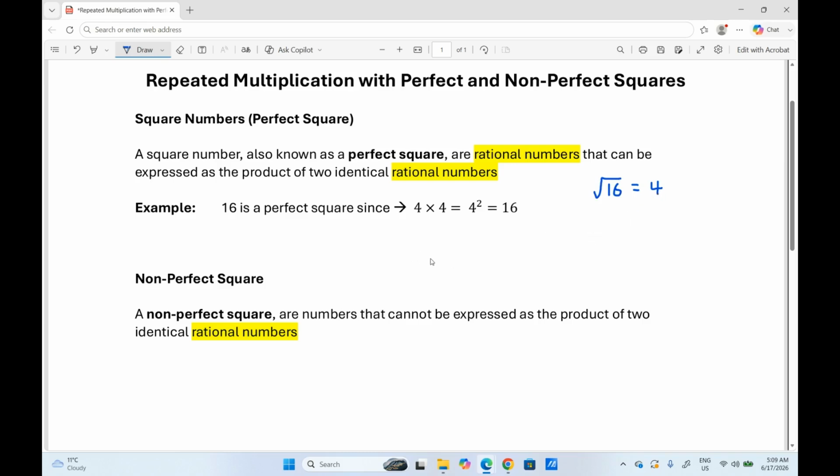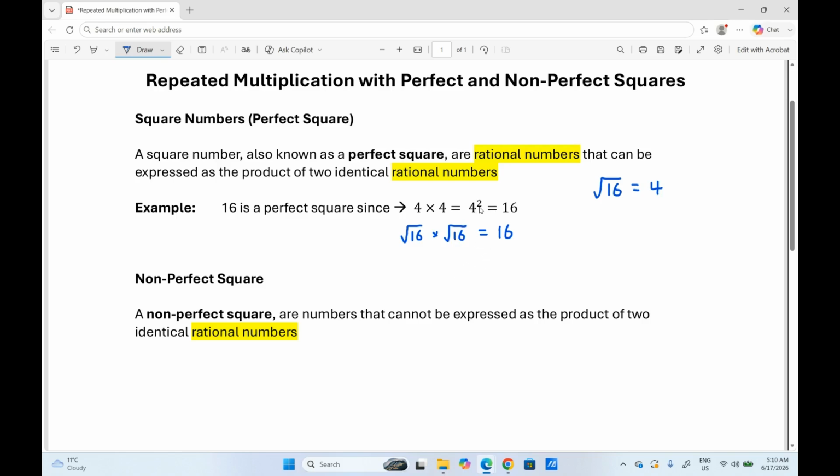Now, I'm going to do a bit of substitution here. If the square root of 16 equals 4, instead of writing 4 times 4, I'm going to write the square root of 16 times the square root of 16. And if 4 times 4 is 16, and the square root of 16 equals 4, wouldn't the square root of 16 times the square root of 16 also equal 16? Do we notice a pattern here? If you take the square root of a number and you times it by the square root of the same number, you just get that number without the square root.